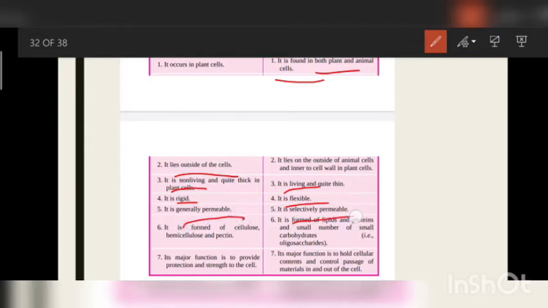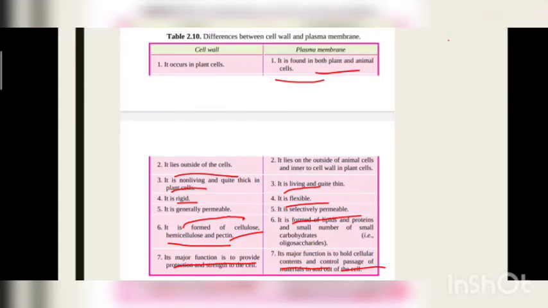selectively permeable. Okay, the cell wall is chemically made up of cellulose, hemicellulose and pectin. The plasma membrane is made up of protein, some amount of protein, and carbohydrates. The major function of the cell wall is protection and strength of the cell, and the major function of the animal plasma membrane is to hold cellular content and control passage of materials out of the cell. Okay, so these are the most important points and differences between cell wall and plasma membrane.